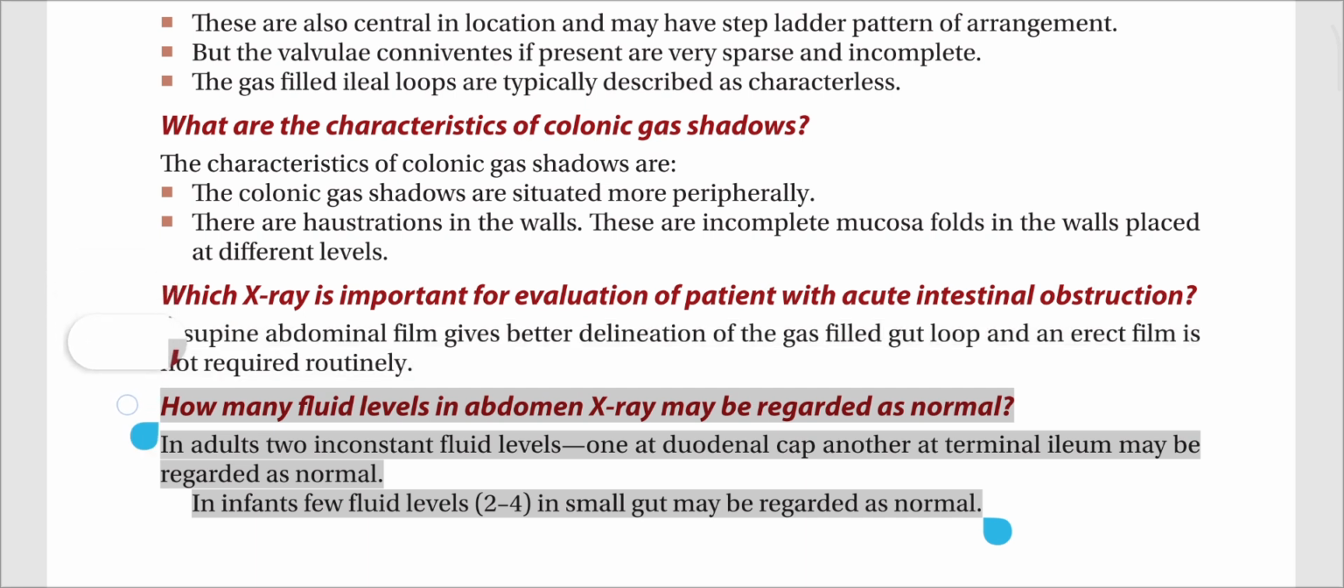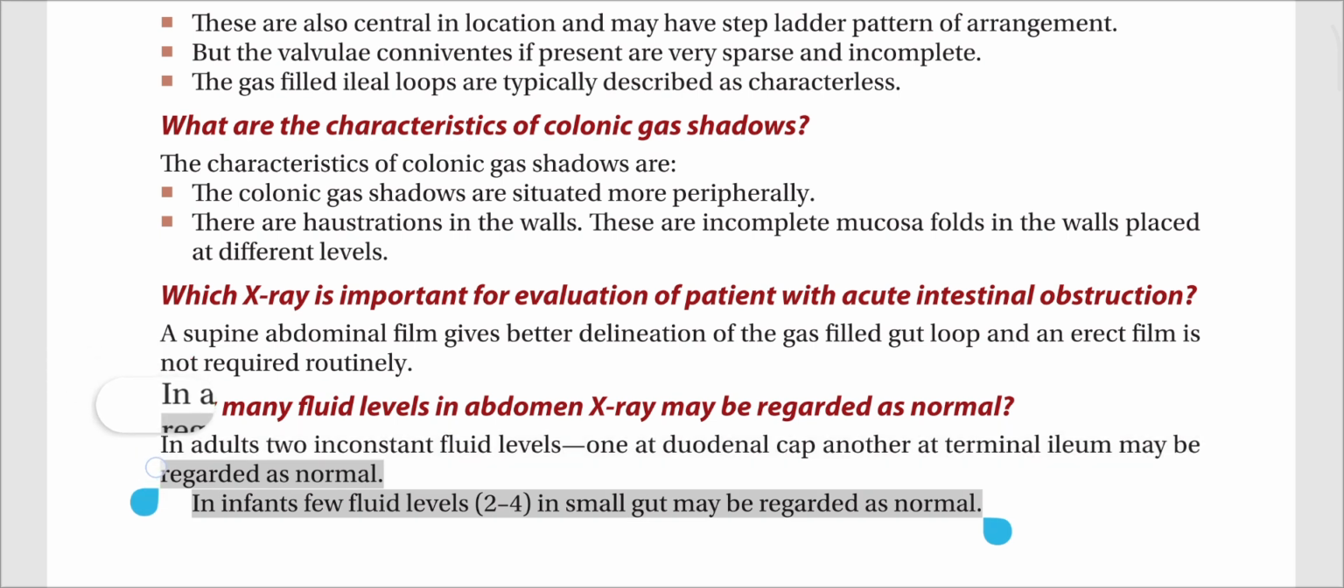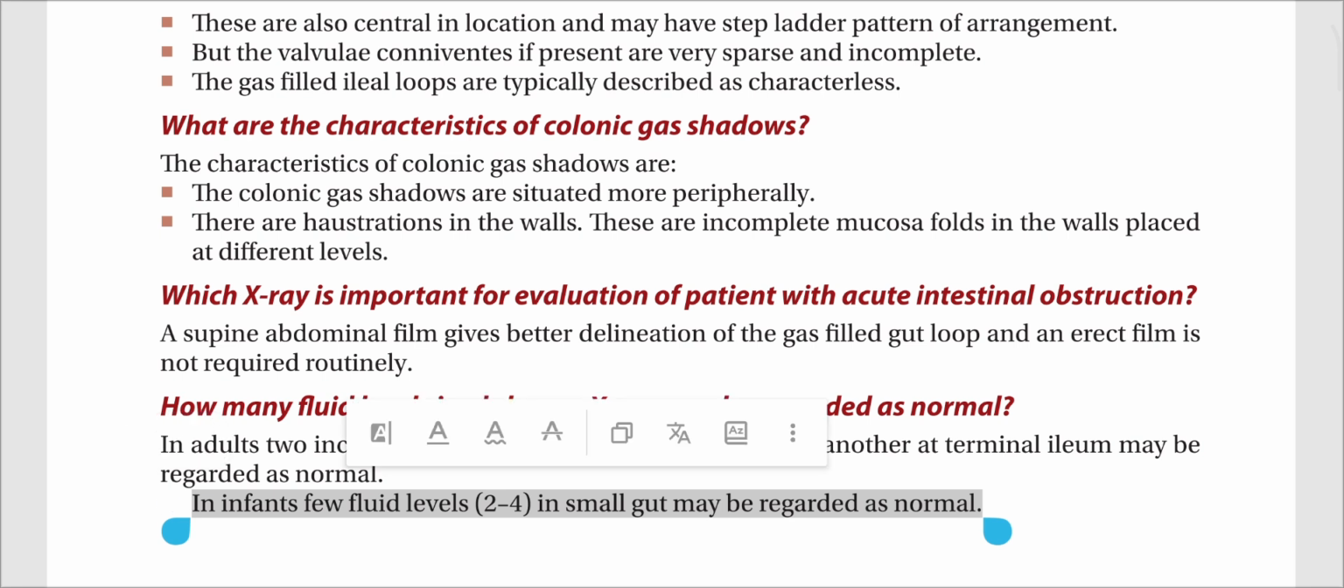How many fluid levels in abdomen X-ray may be regarded as normal? In adults, 2 inconstant fluid levels, one at duodenal cap, another at terminal ileum, may be regarded as normal. In infants, a few fluid levels, 2 to 4, in small gut may be regarded as normal.